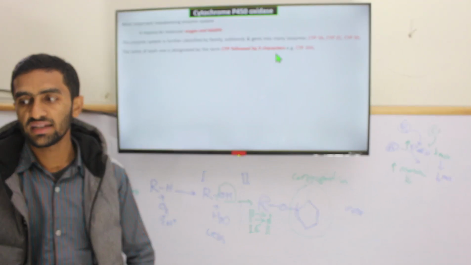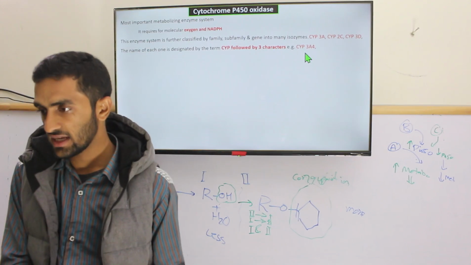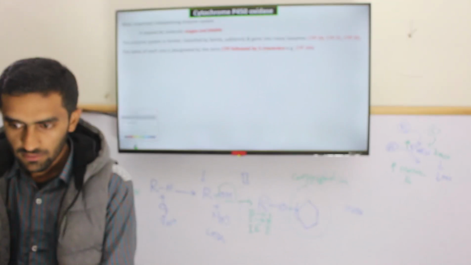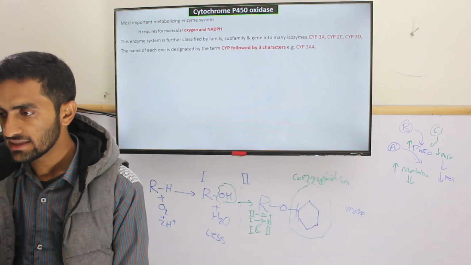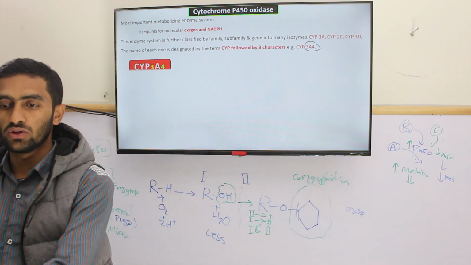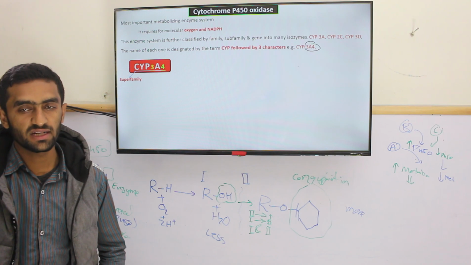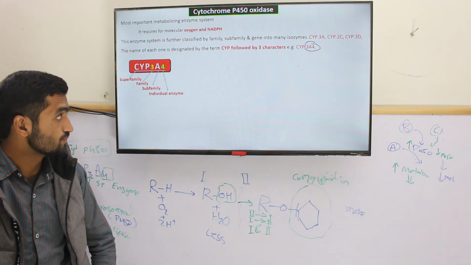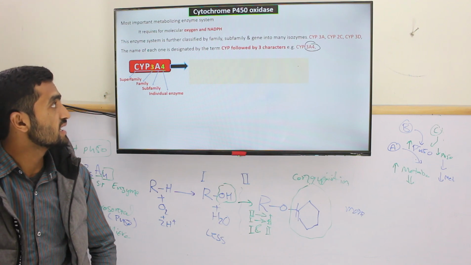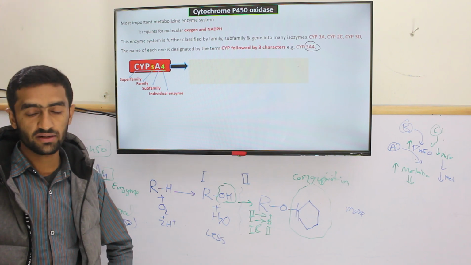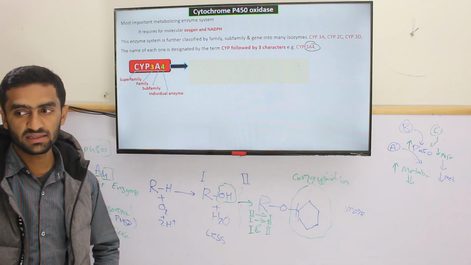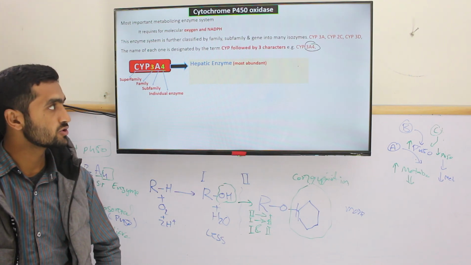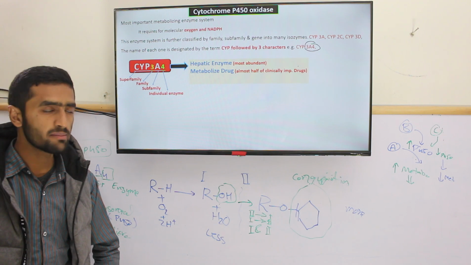Generally we mention these with a prefix of three letters, so 3A4, for example. CYP represents the superfamily, 3 represents the family, A represents the subfamily, while 4 represents the individual enzyme. This A4 is very important because about 50% of drugs are metabolized by this enzyme of the cytochrome P450 family. It's the most abundant hepatic enzyme, and it metabolizes almost 50%. It may also be present in your GIT.